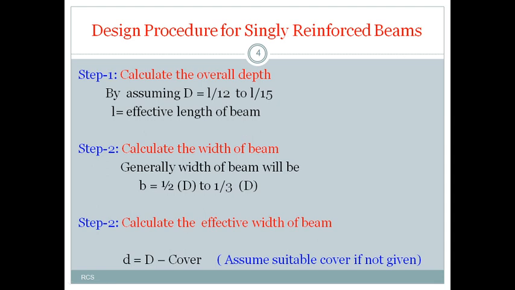So these are based on the assumptions purely, that is d equal to L by 12 to L by 15 for calculating overall depth, and for calculating the width of the beam, b equal to 1 by 2 of overall depth to 1 third of overall depth. Then step three will be to calculate the effective width of the beam.